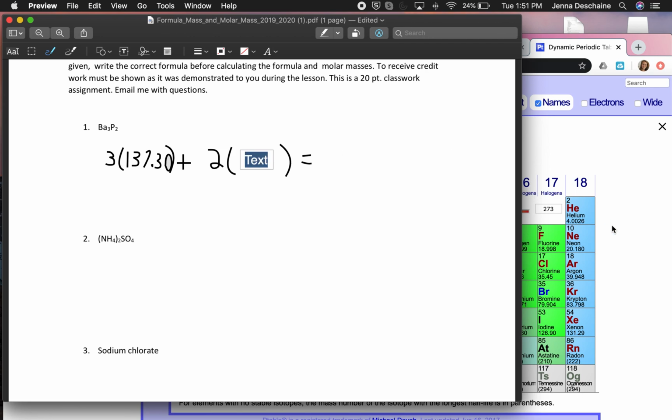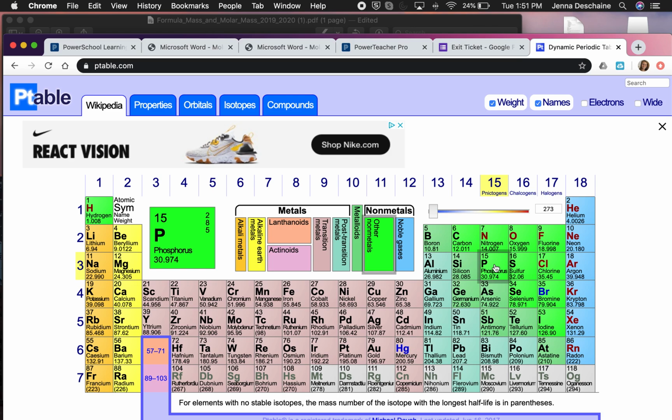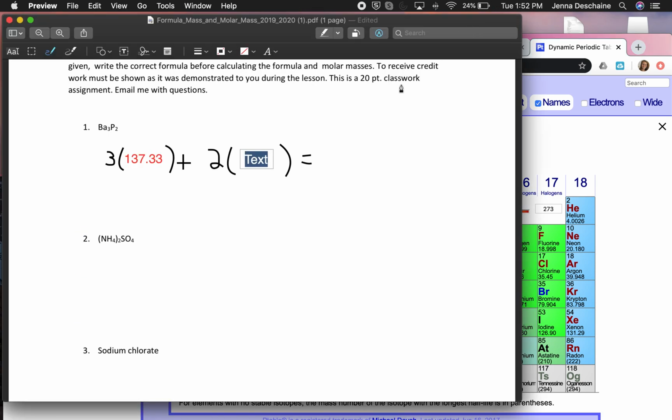All right, now phosphorus. You might just want to look at the review sheet because I'm struggling. There we go. 137.33. Okay, and right here, phosphorus, its mass is 30.974. I'm just going to round that to 30.97. Let's keep it to 2 decimal places.